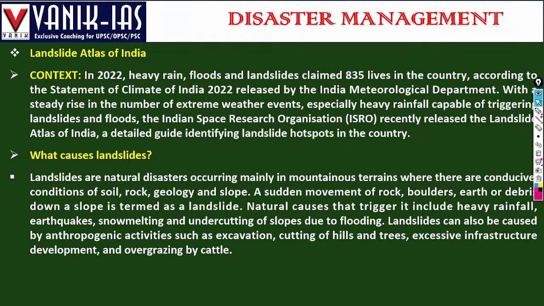In 2022, heavy rain, flood, and landslide claimed 835 lives in the country. According to the Statement on Climate of India 2022 released by the Indian Meteorological Department, IMD, around 835 persons were killed due to heavy rain, floods, and landslide in the country.